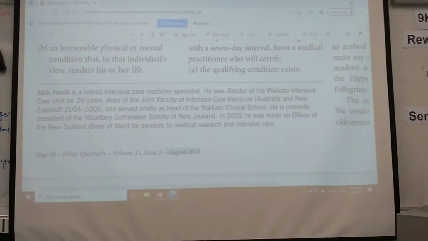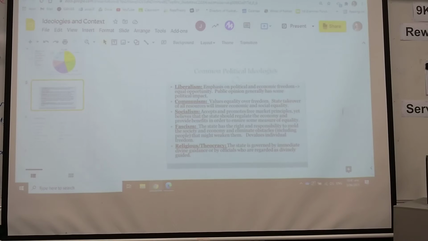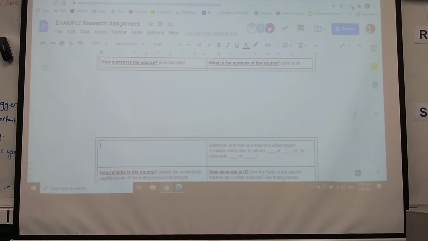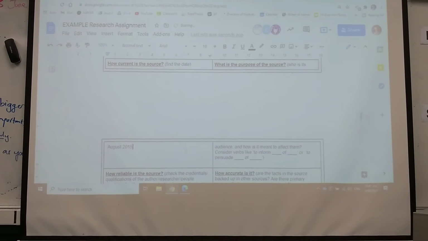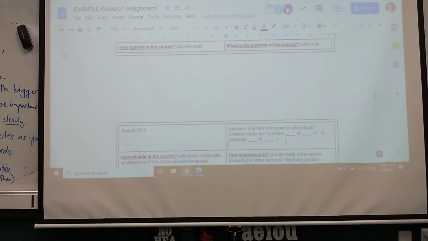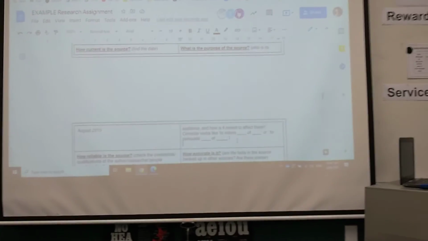So you've got to find the year, and the day. If you can't find the date, that's fine, so long as you find a year, that's good enough. Take what they provide: August 2015. What is the purpose of the source? Who is its audience? How is it meant to affect them? So, who do you think this is aimed at?